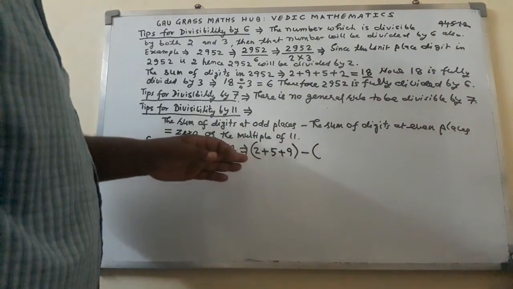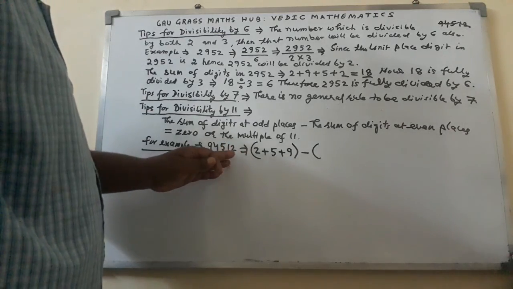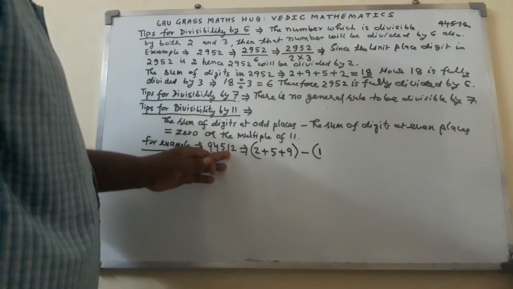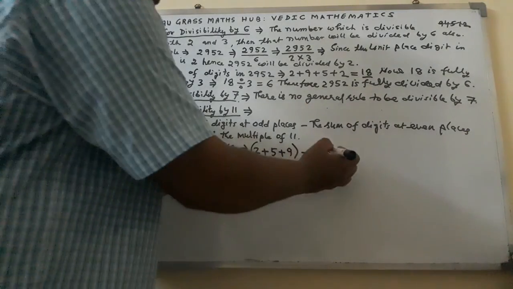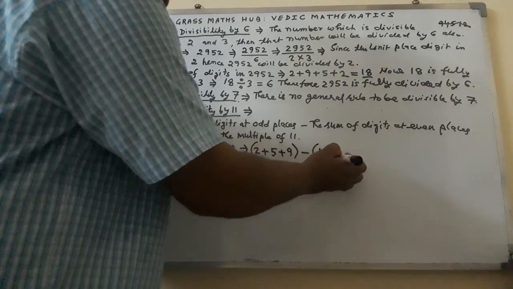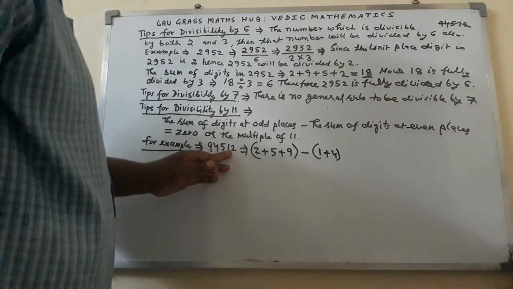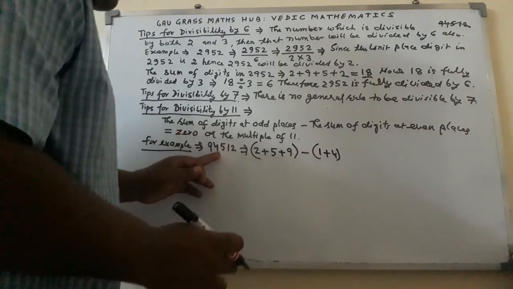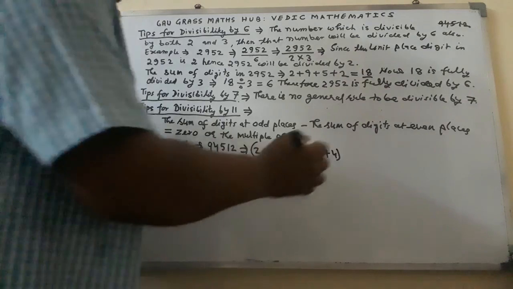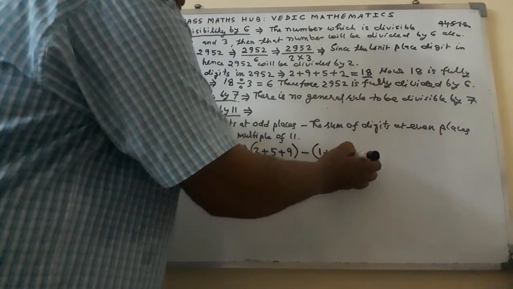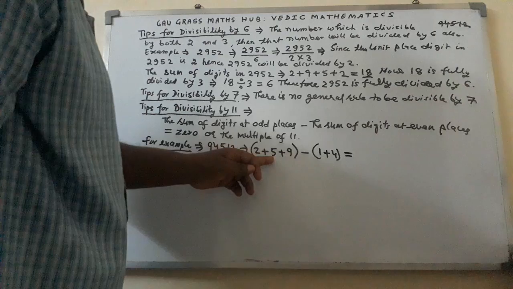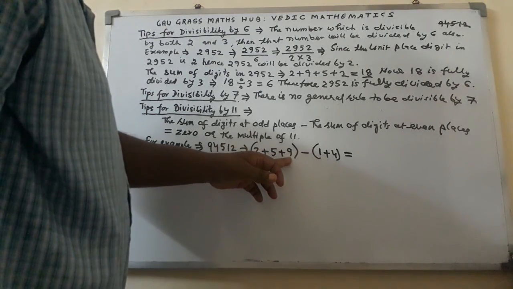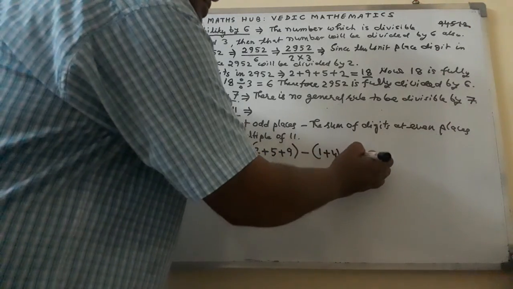the sum of digits at even places. The even places: ones, tens, here write 1. Ones, tens, hundreds, thousands, so here write 4. 1, 2, at 2, 1 is available; 3, 4, 4 is available. So now you will get 2 plus 5, which is 7, and 7 plus 9 gives 16.